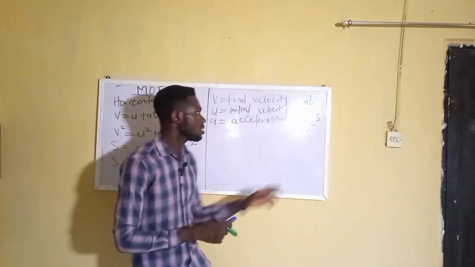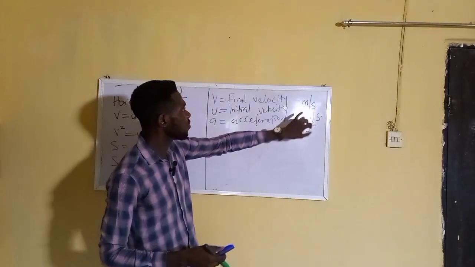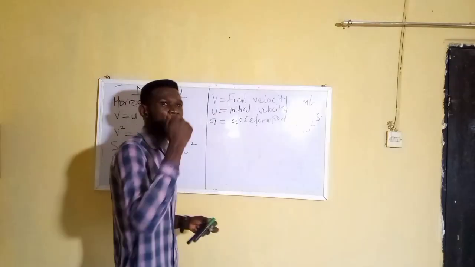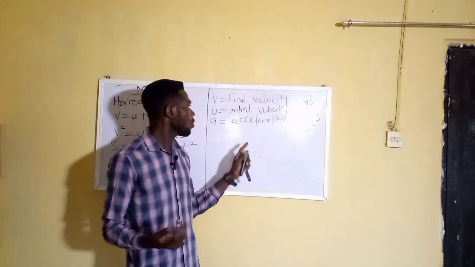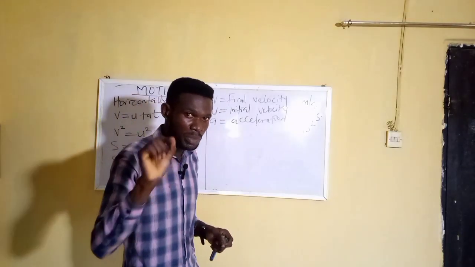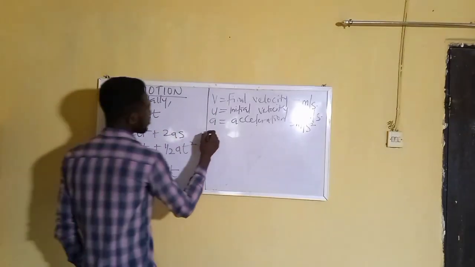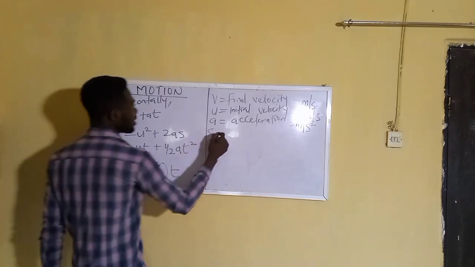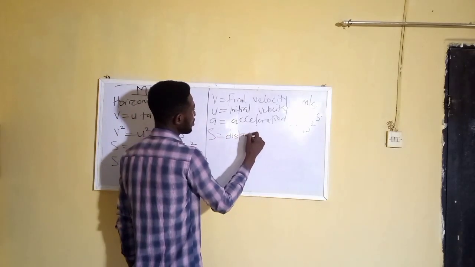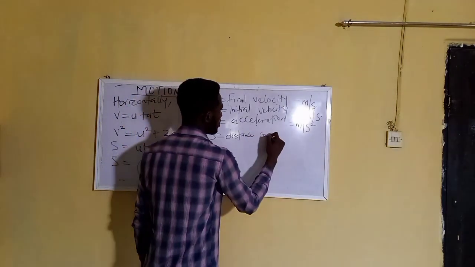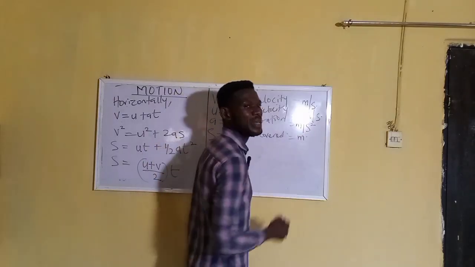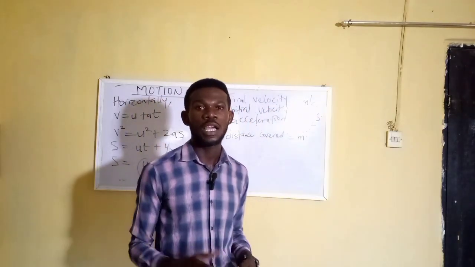So please look at the difference in the units for final velocity and initial velocity. For velocity it is meter per second, but for acceleration it is meter per second square. Now, let's talk about what S means. In this case, S is the distance. You can call it the distance covered. And what is the unit? The unit is actually meters.